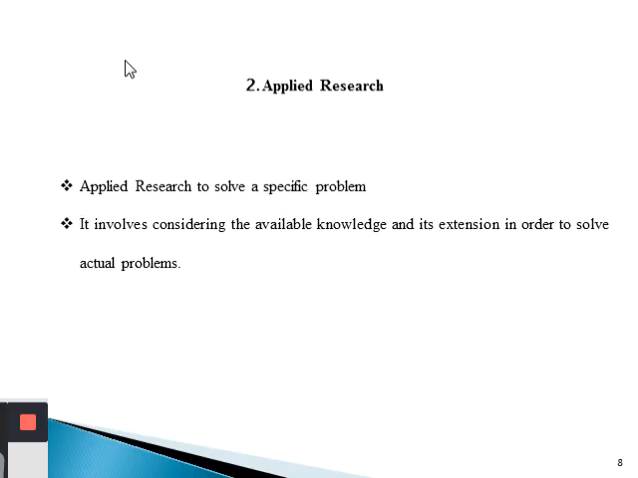Then the second one is applied research. In applied research, they target one particular problem. We can say there is a particular problem or particular project, and they just solve this particular problem. It involves considering available knowledge, meaning their experience. They may have 5 years or 10 years of experience, or they have already synthesized some product. They can use this knowledge to develop or to solve this problem. It is an extension in order to solve an actual problem.